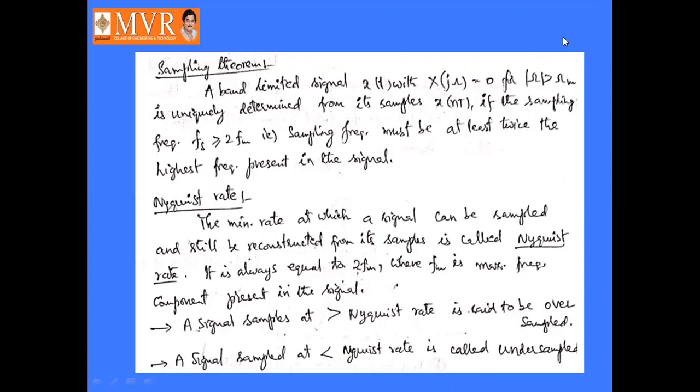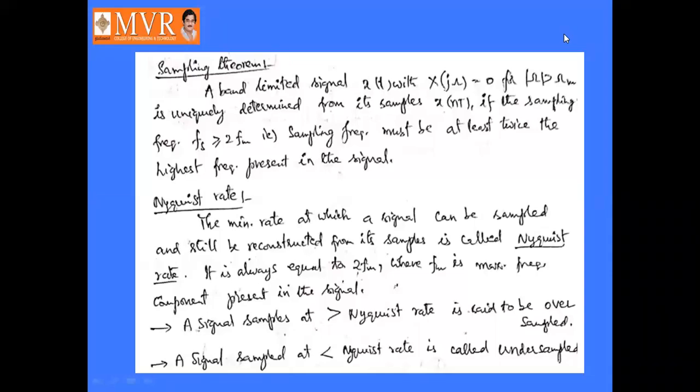About the sampling theorem. This derivation was already done in our last class. How is the sampling theorem defined? A band-limited signal x(t), with X(jω) equal to 0 for |ω| greater than ωm, is uniquely determined from its samples x(nT) if the sampling frequency fs is greater than or equal to 2fm. That is, the sampling frequency must be at least twice the highest frequency present in the signal.